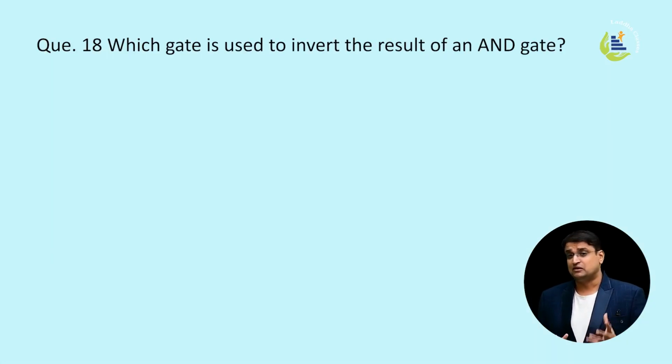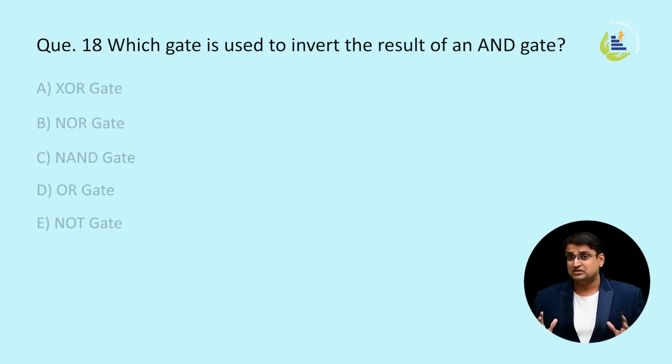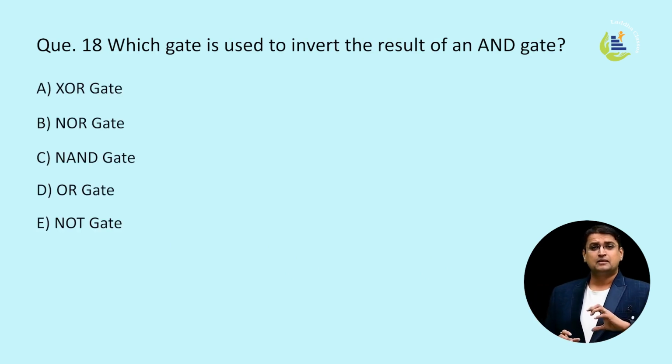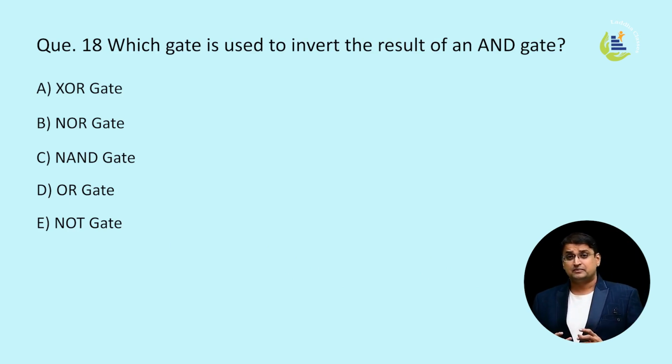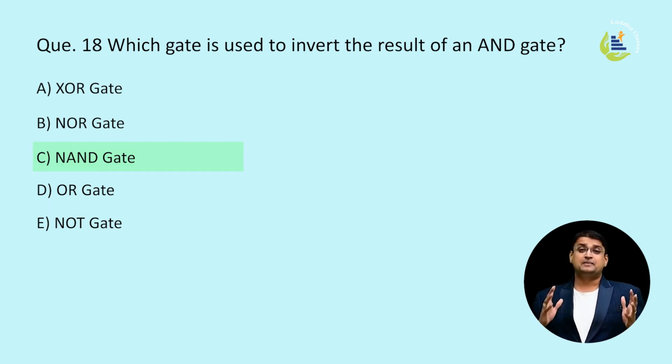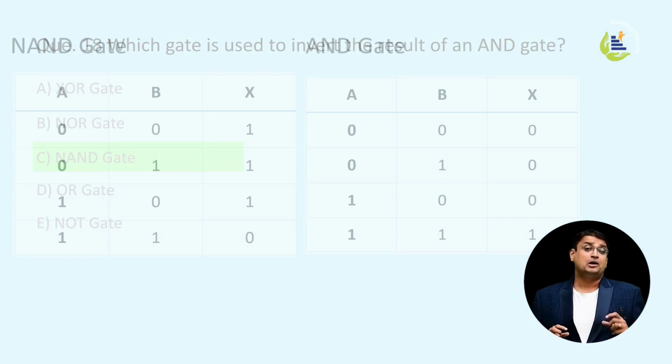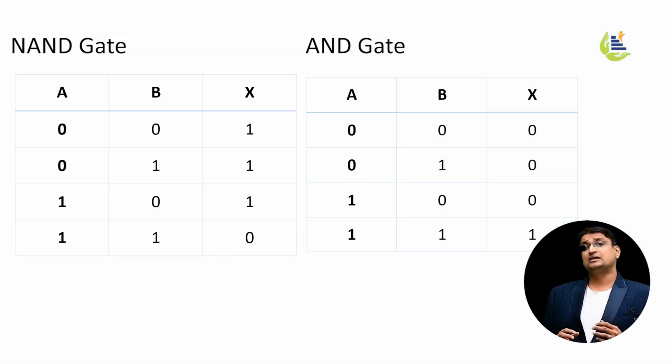Question 18. Which gate is used to invert the result of an AND gate? Options are XOR, NOR, NAND, or NOT. Correct answer option is C, NAND gate. Because a NAND gate inverts the result of an AND gate. It performs the opposite of AND, returning 1 unless both inputs are 1. Other gates do not provide this inversion.